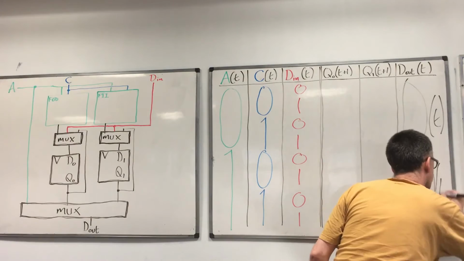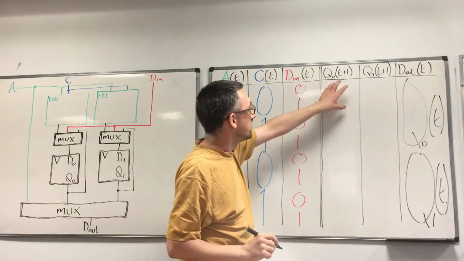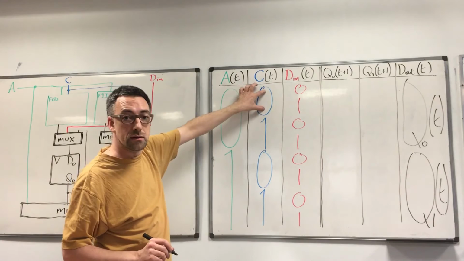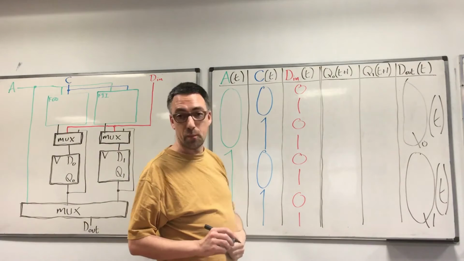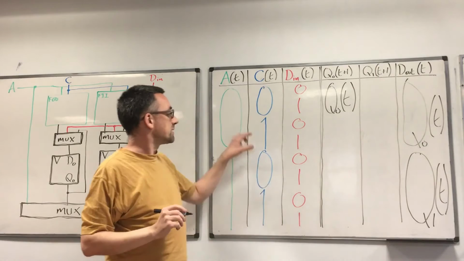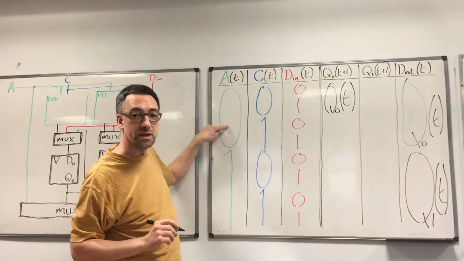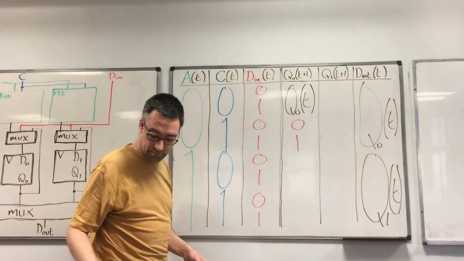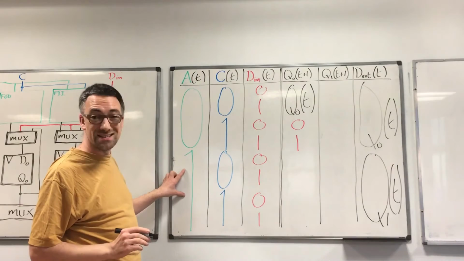Now, let's look at what happens to bit number 0 in the memory. If we're addressing the bit, but we're reading, then the memory at the next time should still be the same as the memory is now. So we should stick Q0 of t in here. But if the control signal says 1 and we are addressing bit 0, then the memory should be updated with whatever's coming in from the data input. Meanwhile, if we're addressing the other bit entirely, then certainly bit 0 should stay the same.